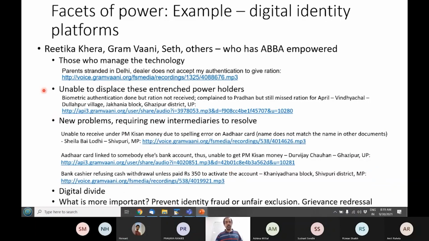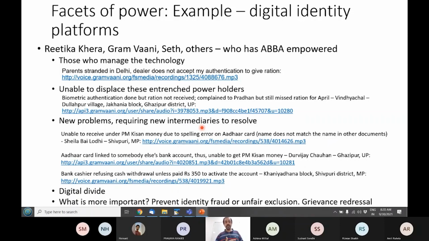Then similarly, we looked at digital identity platforms last time. Again, once the technology was introduced, certain rules were enforced in terms of who's able to control, who gets ration or not. Now, technology introduces technology literacy issues, so it introduces new intermediaries, and these new intermediaries are the ones who gain power over people because they have more knowledge in terms of fixing some of these problems, and therefore those who don't become dependent upon them.